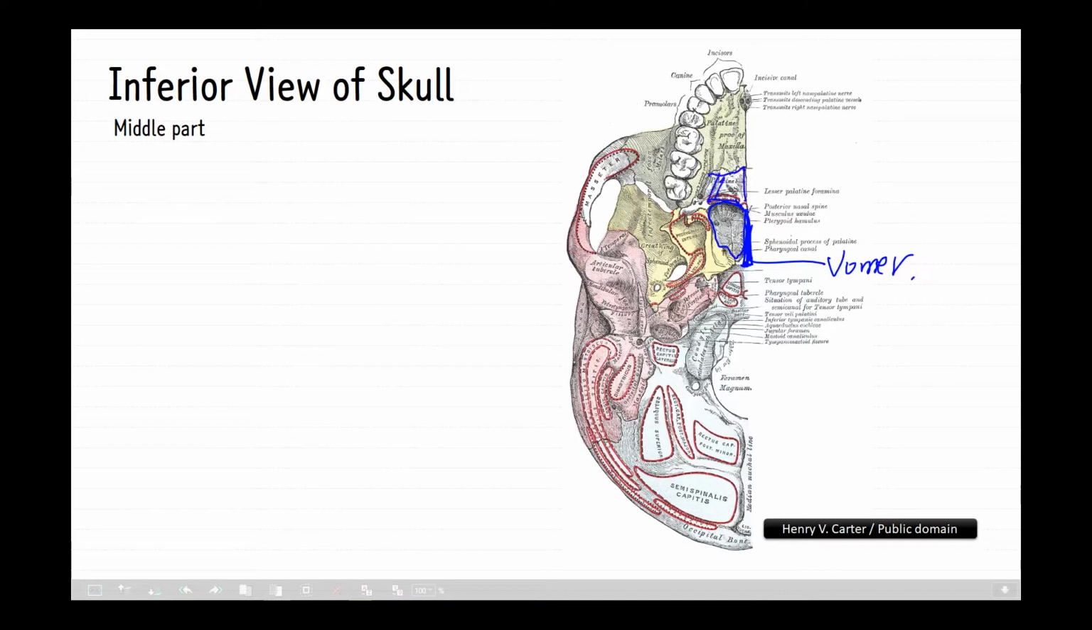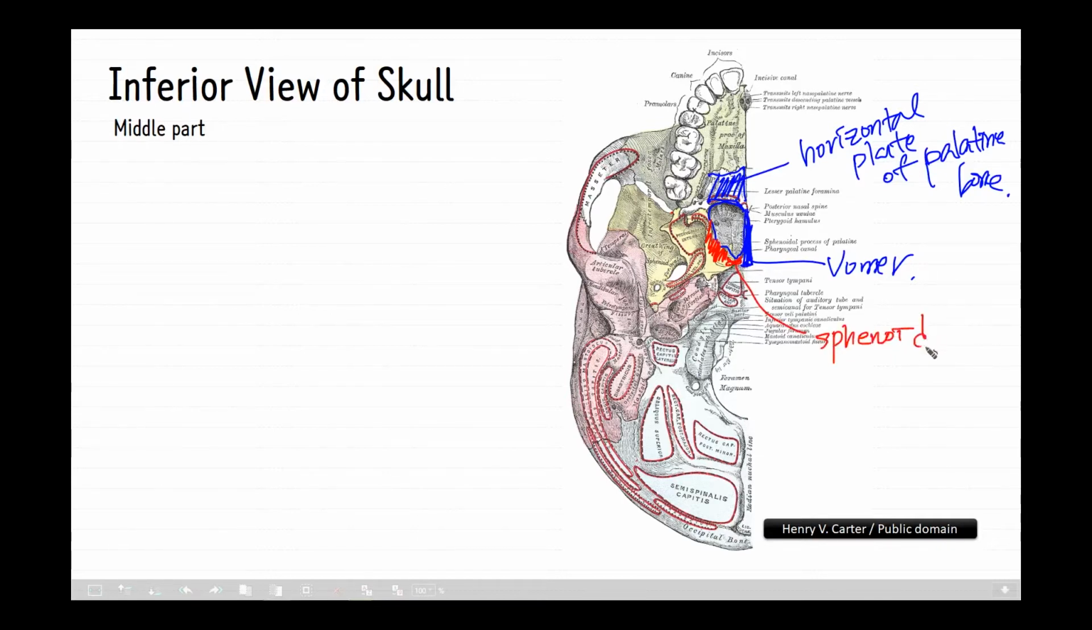This is the horizontal plate of the palatine bones. Horizontal plate of palatine bone. And above by the sphenoid and laterally by the medial pterygoid plate. This is the medial pterygoid plate, and above is the sphenoid bone. And medial pterygoid. Not to mention, the medial pterygoid plate is also a portion of the sphenoid bone.